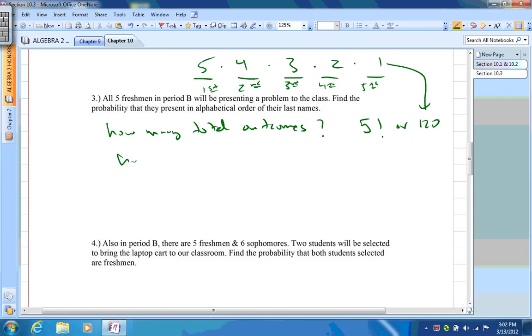Now, how many will be favorable? Well, obviously there's only one way I can get an alphabetical order. So the answer should be 1 over 120.